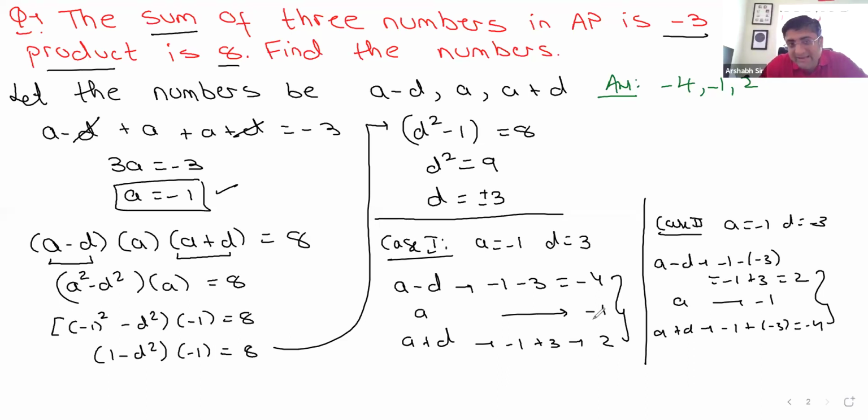Now, children, in case you did not know the technique I told you, if you assume the 3 numbers in AP as A, A plus D, A plus 2D, you would also get the answer. It's just that the calculations become bigger, so it will take more time. So that is why always assume in this way, it will save you a lot of time.